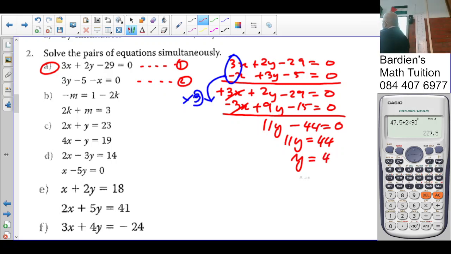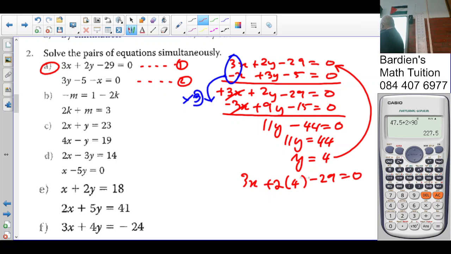So what do I do with that? I substitute that into any one of the previous equations. Yes, Michael? Then I would have subtracted the 2. So then by subtracting it, one would have become plus and one would have been minus. Okay. So it's going to be 3x plus 2 times 4 minus 29 is equal to 0. So 3x is equal to 29 minus 8, which is 21. 21 divided by 3 is 7.